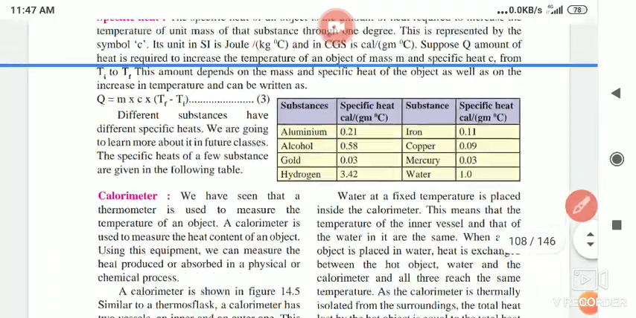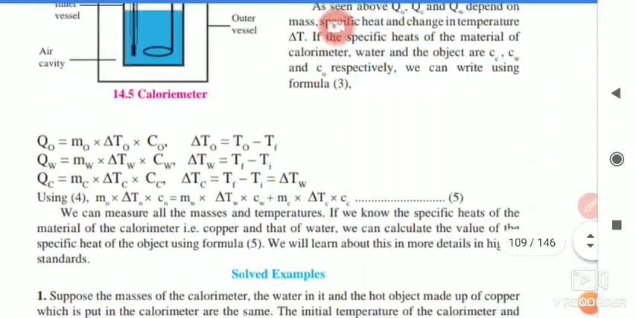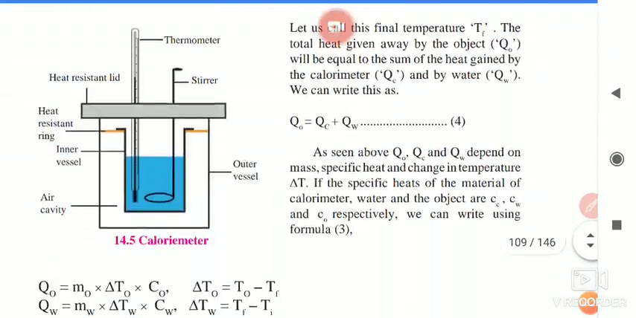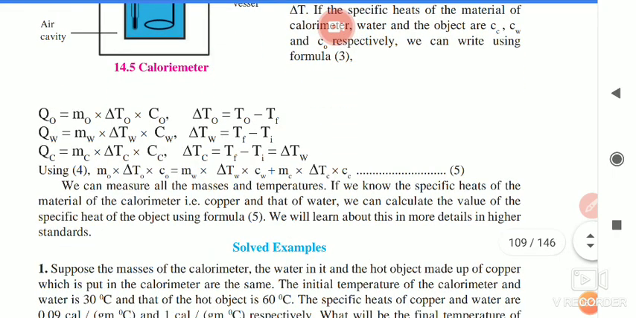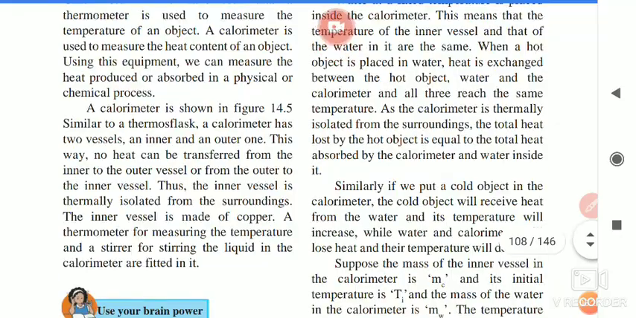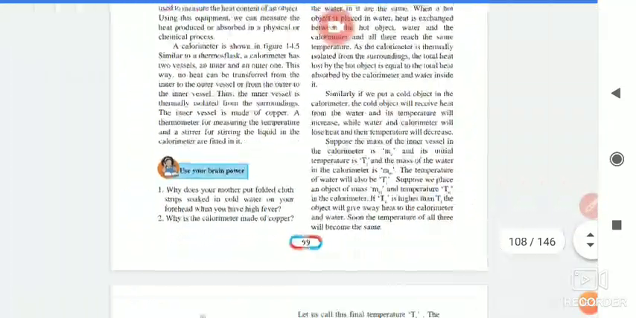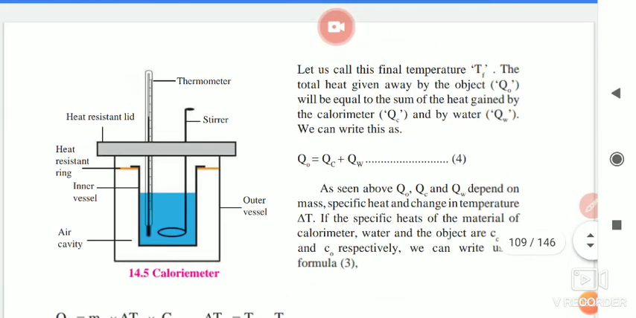Now here we will understand. Downside they gave us how to find out the specific heat and all. That example we will see. First of all we will complete this calorimeter. So what is a calorimeter? If you see this figure, you will notice it is a calorimeter. This figure is a calorimeter's figure.